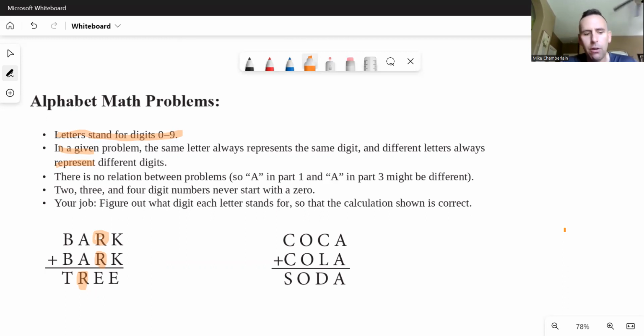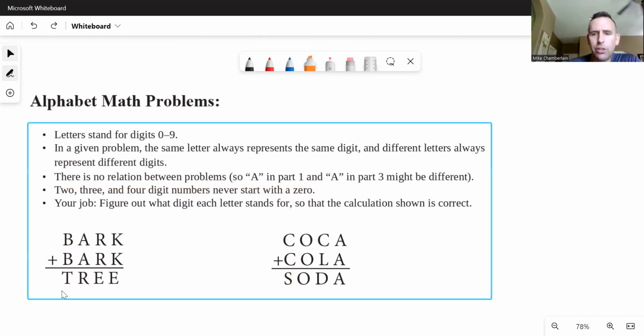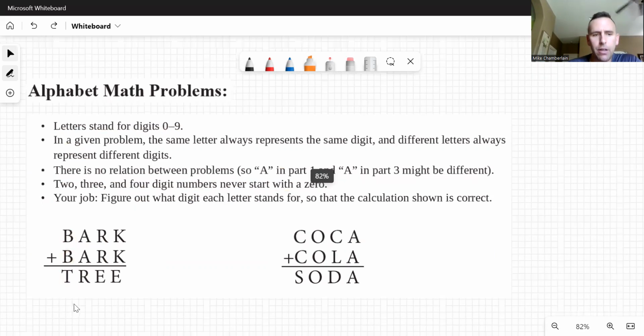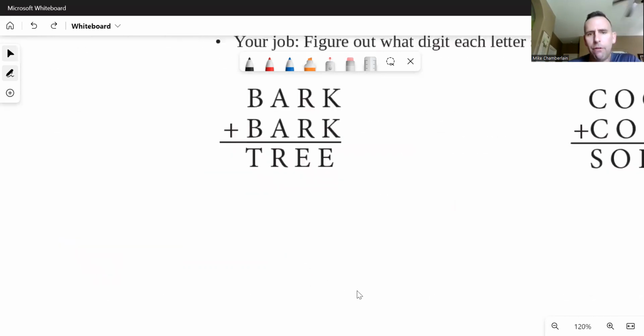So if you were to solve the task on the left first and figure out the value of A, when you went to the second problem, the value of A could be totally different, right? It's an independent problem. And then it also says 2, 3, and 4 digit numbers never start with a 0. So the leading digits, I'm highlighting all of them, would not be zeros. And the last line says our job is to figure out what each letter stands for until the calculation is correct. So we'll just look at one of these together. It'll be enough of a challenge.